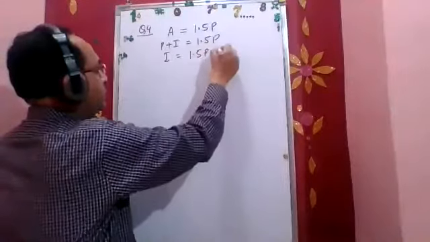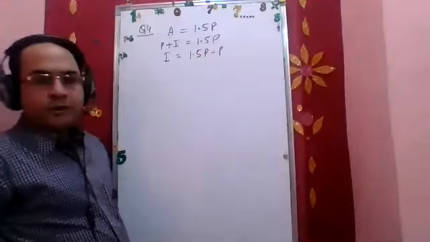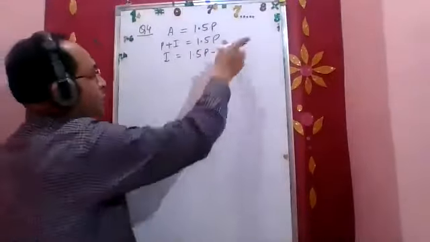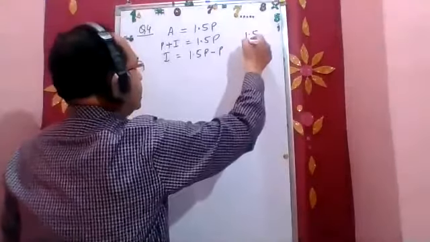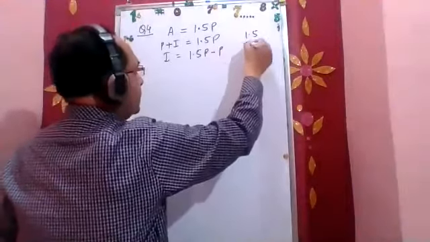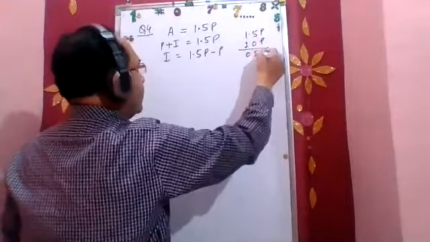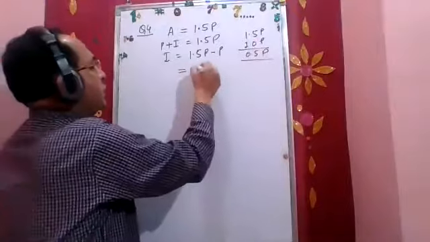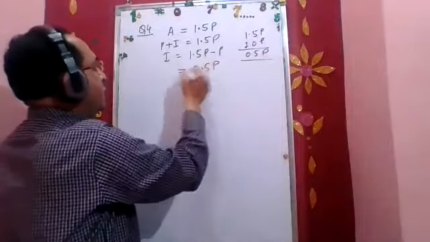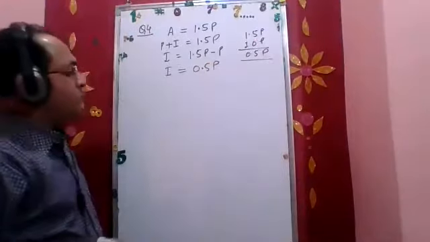Because wherever like terms are there, we can add or subtract the like terms. So 1.5p minus 1p, because this is 1p only. So remember, we are subtracting. So it gives us 0.5p. It is 0.5p here. All right. So interest is equal to 0.5p.